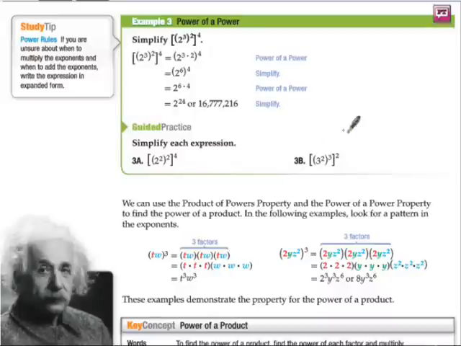16,777,216, or the amount of dollars in my bank account when I retire, God willing.